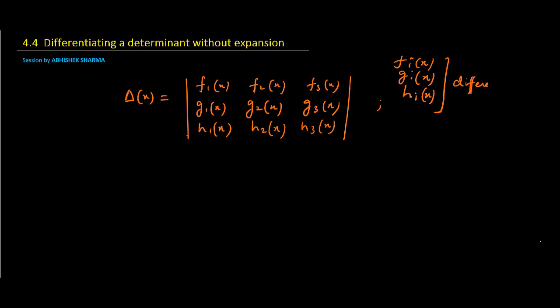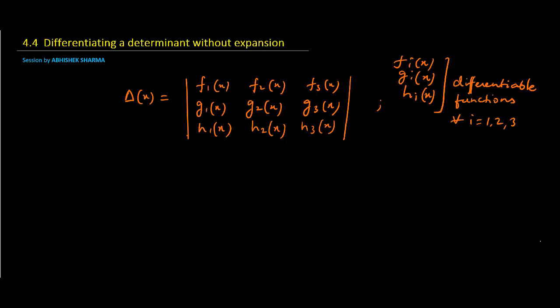We assume that these are differentiable functions of x. Differentiable means we can differentiate them. Not all functions are differentiable. For example, mod x is non-differentiable. So there are many functions which are non-differentiable. We cannot differentiate them. But here I assume that these functions are differentiable for all i equal to 1, 2, 3.